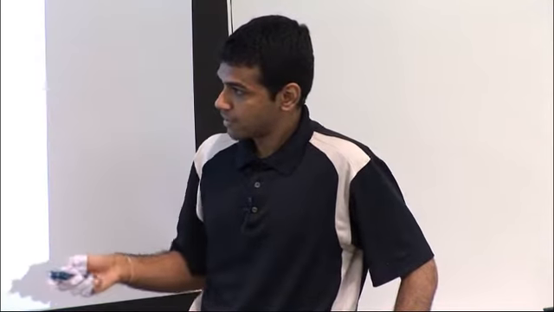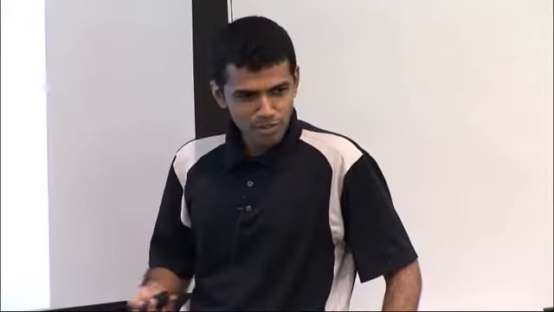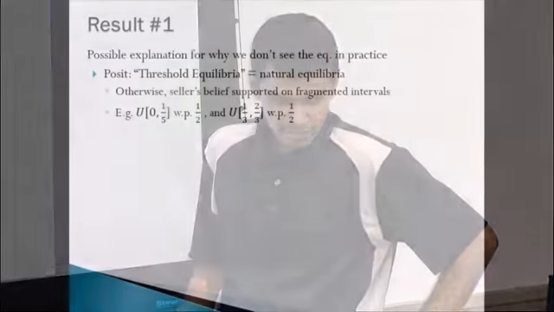This is generalized not just for 2-point distributions, but for arbitrary discrete distributions. Again, the seller will be posting the small price of L for all except the last constant rounds. This is an extremely bad deal for the seller. This is unnatural, and you don't expect this in practice either. Why? So here is one possible explanation for this.